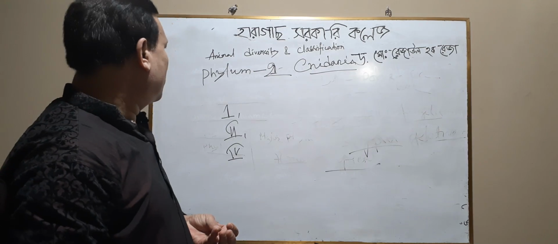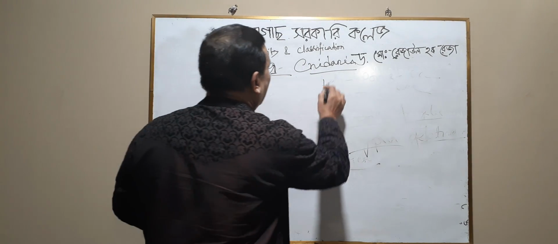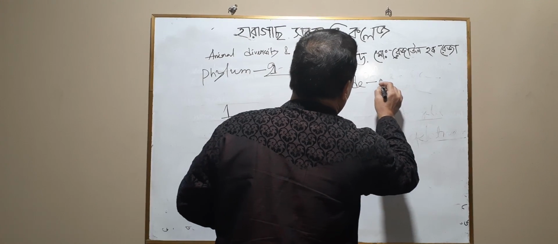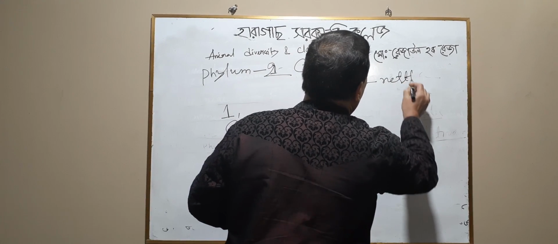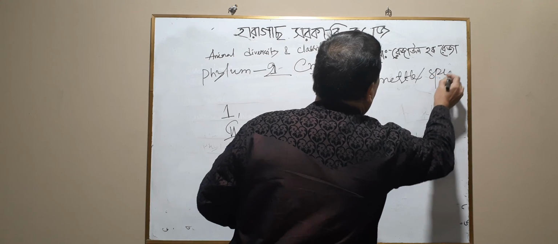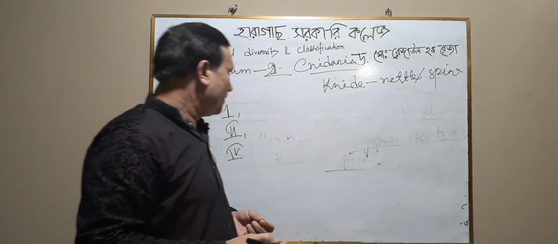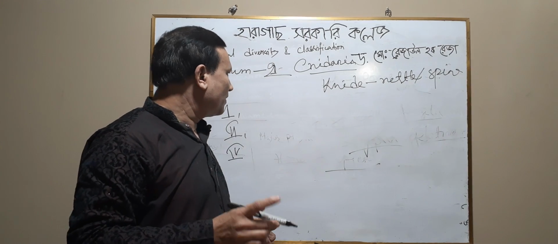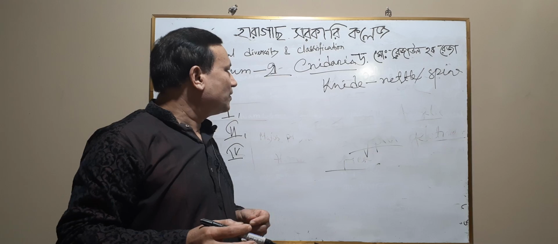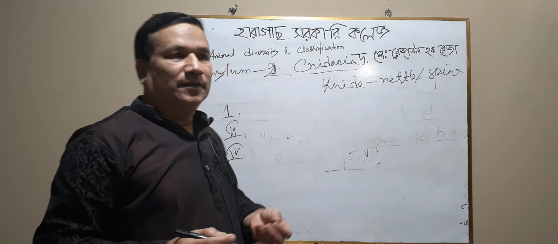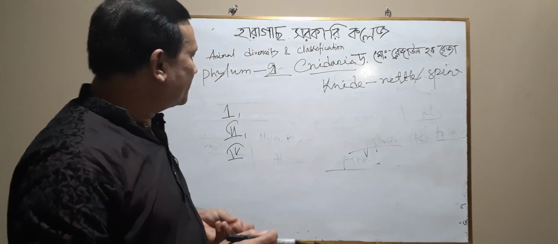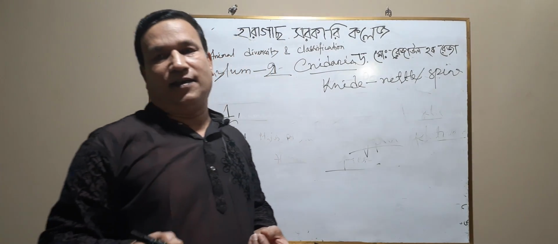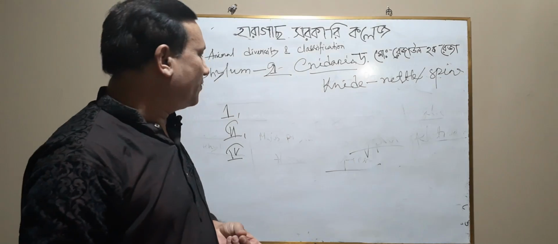Greek word knide. Knide meaning nettle, or spine. Area connected with. Characteristic feature number 1, they are cell tissue grade multicellular animals with radial symmetry.